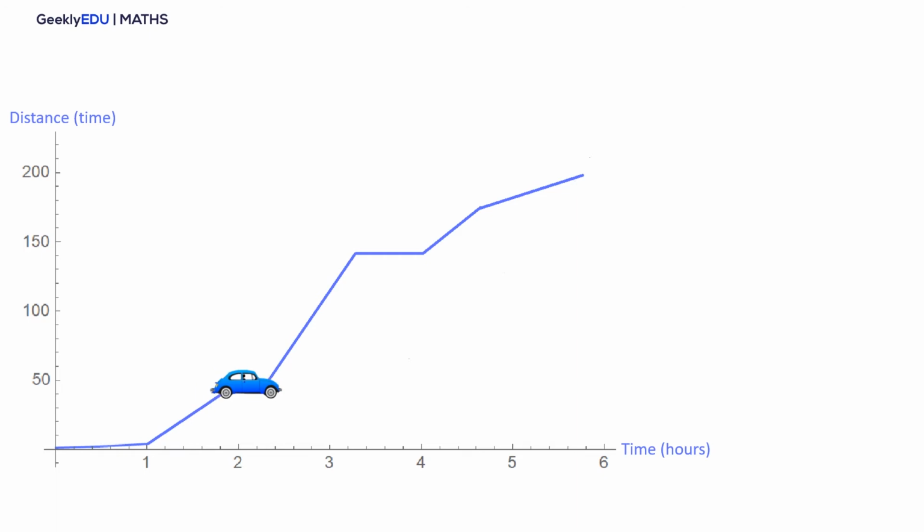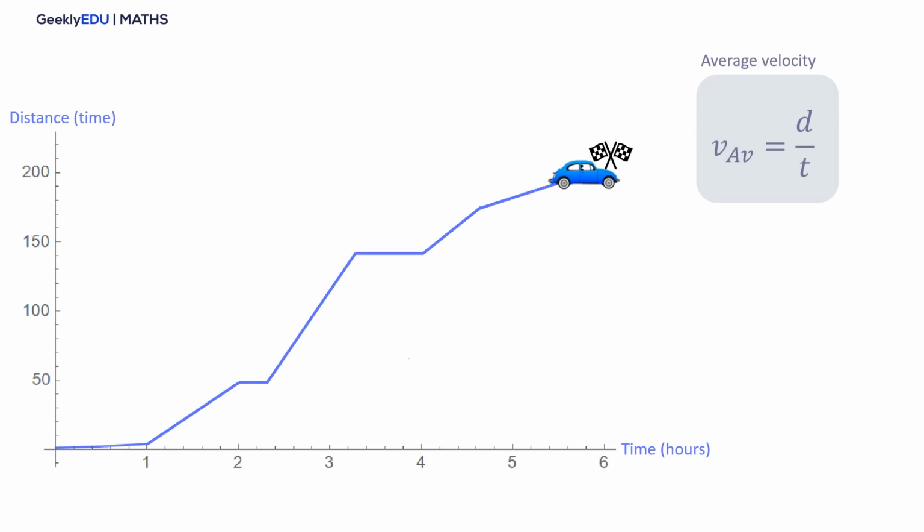Then we drive again until we stop to eat at a restaurant for about 45 minutes, and finally drive to our friend's house. From the moment we left our home to the moment we arrived at our friend's home, 6 hours passed. So the average velocity is the total distance divided by the time. That is 33 miles per hour.